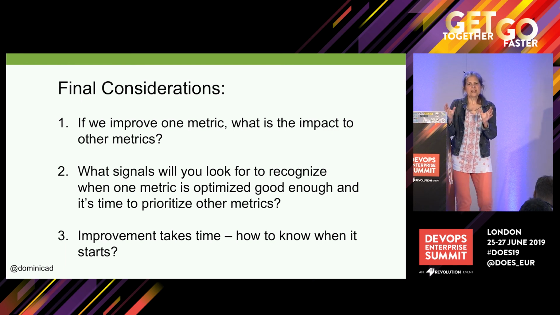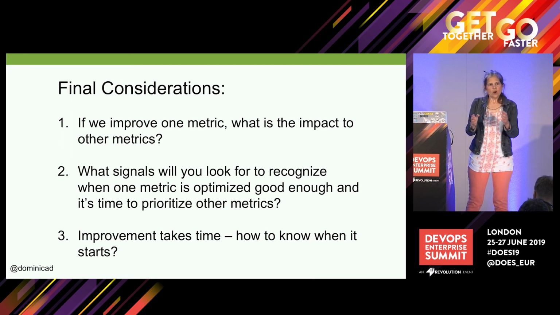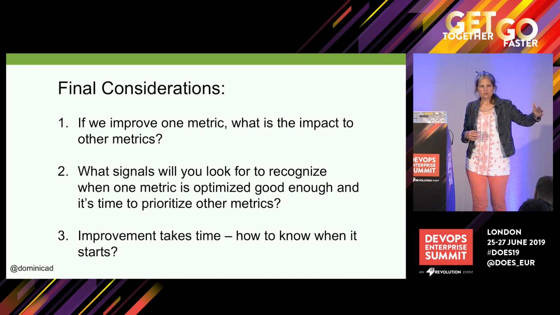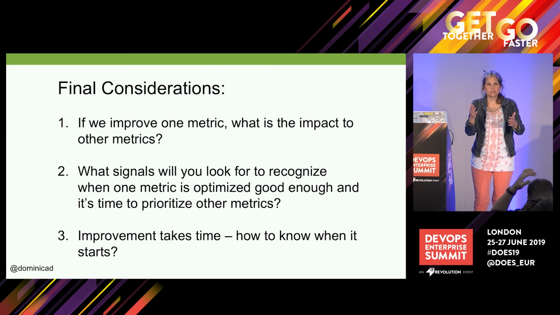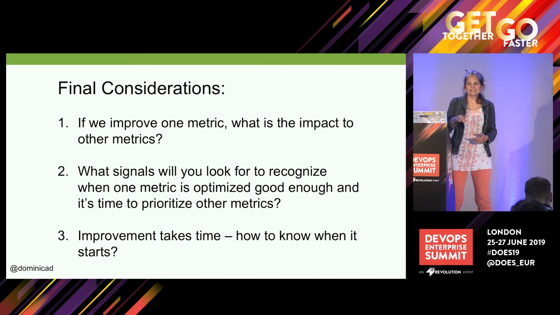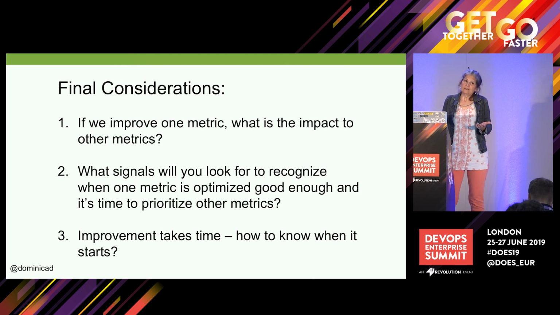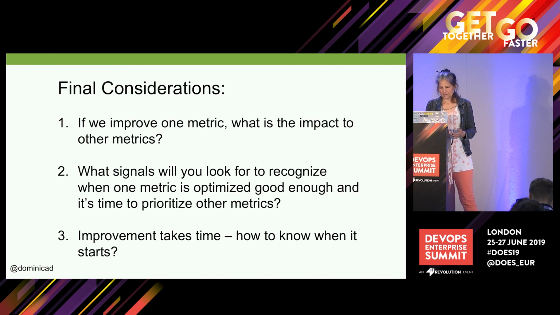Final considerations. If you can have a nice balanced set of metrics, that will help you have conversations about how much should we optimize this metric? When is it good enough? When should we start focusing on optimizing another metric to make sure they keep in balance? What do we look for to see what the impact is on other metrics? And improvement takes time, sometimes a lot of time. So what's your baseline? How do we know when we're starting to improve?